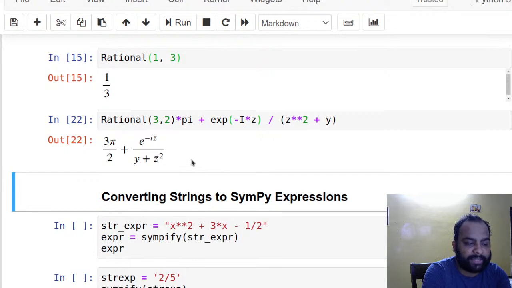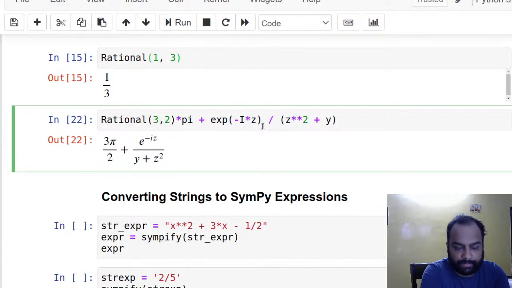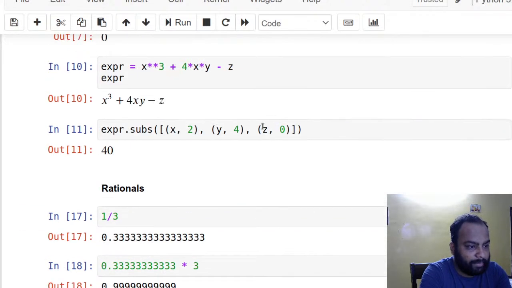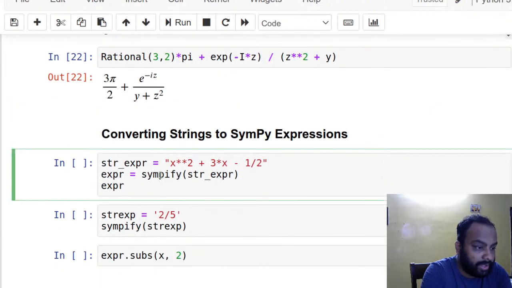I can evaluate this symbolic representation at a certain point. All I need to do is substitute these variables with values, using this subs method here.